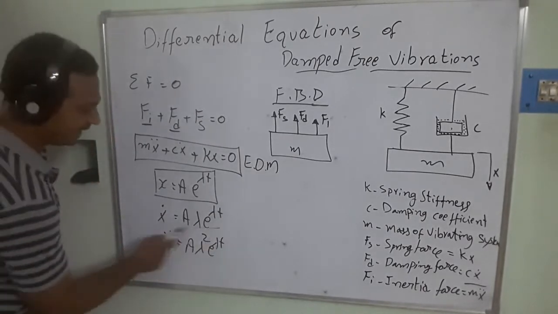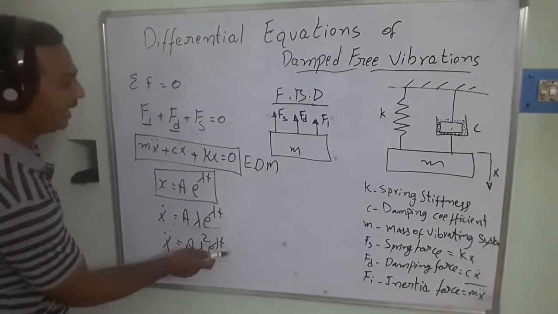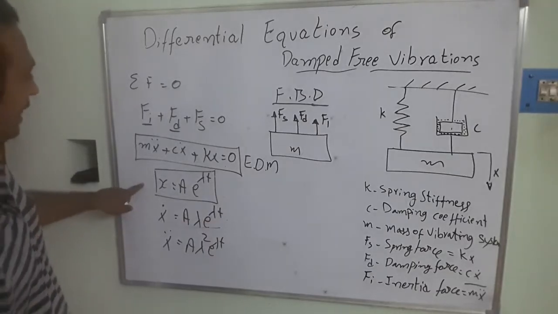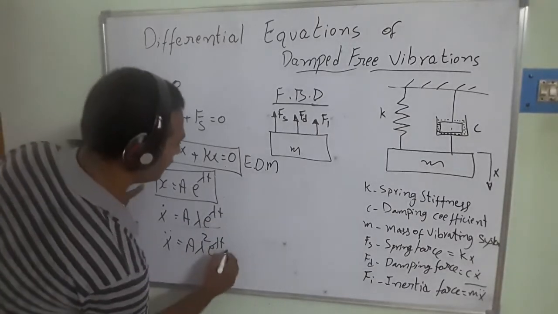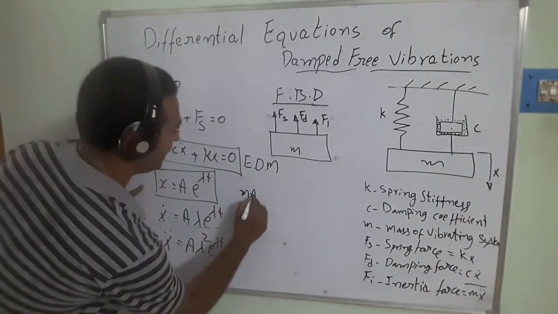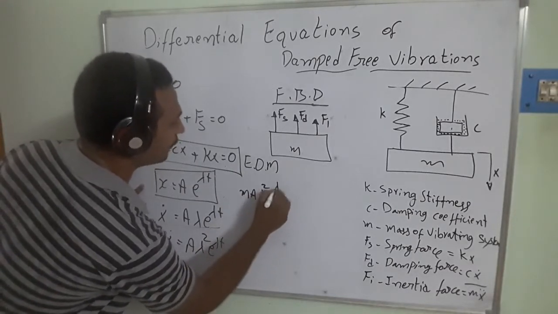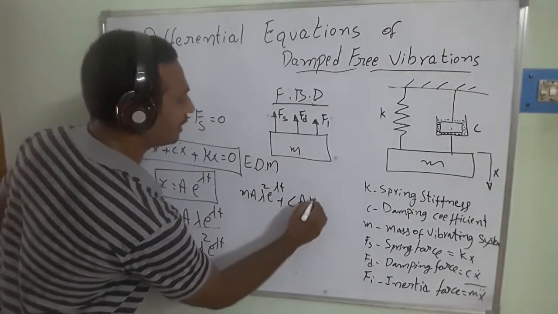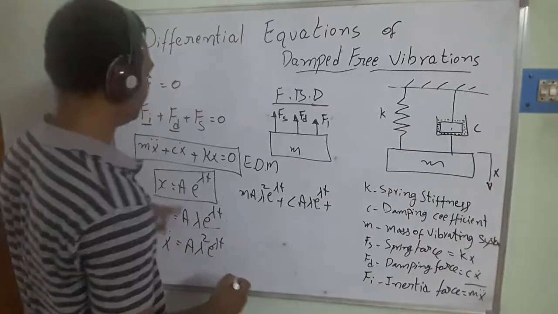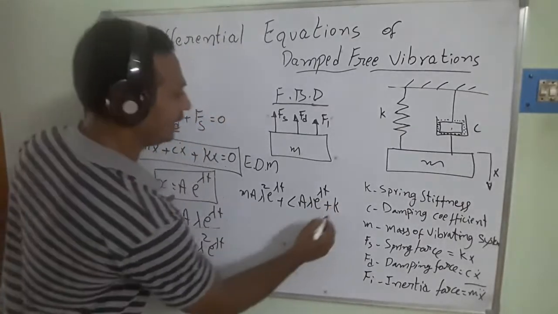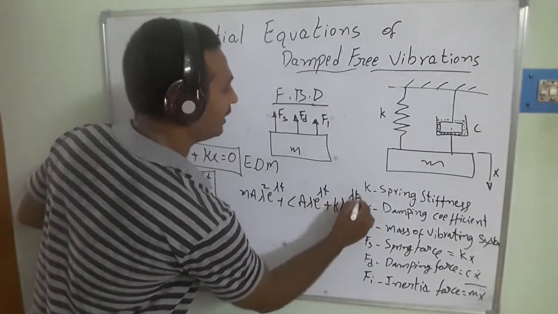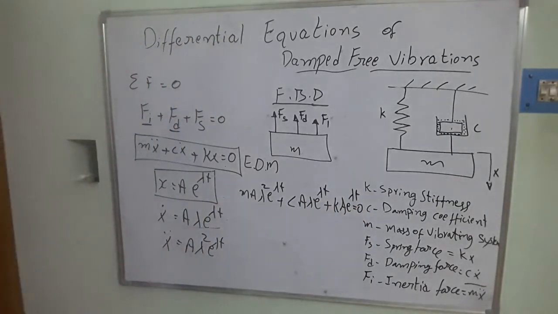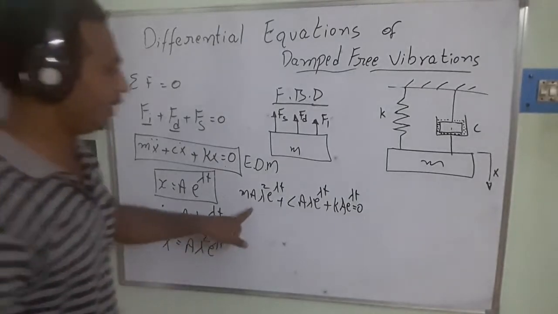So these three, displacement, velocity and acceleration, I am substituting in this equation of motion. So what equation are we going to get? That's going to be m into a lambda square e to the power of lambda t plus c a into lambda e to the power of lambda t plus k into a e to the power of lambda t, that's equal to 0. Alright? So we got that it is equal to 0.